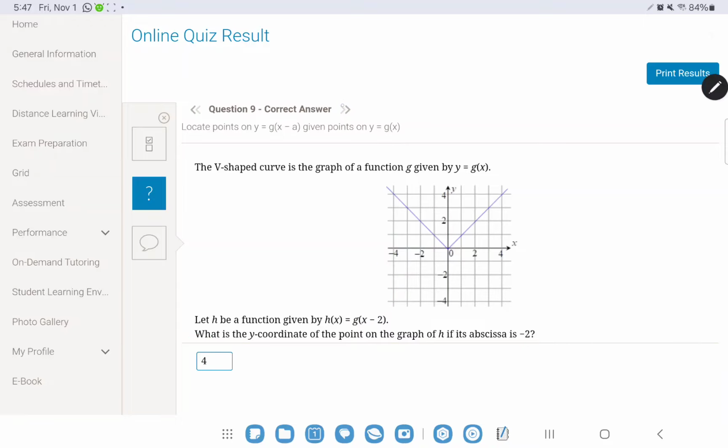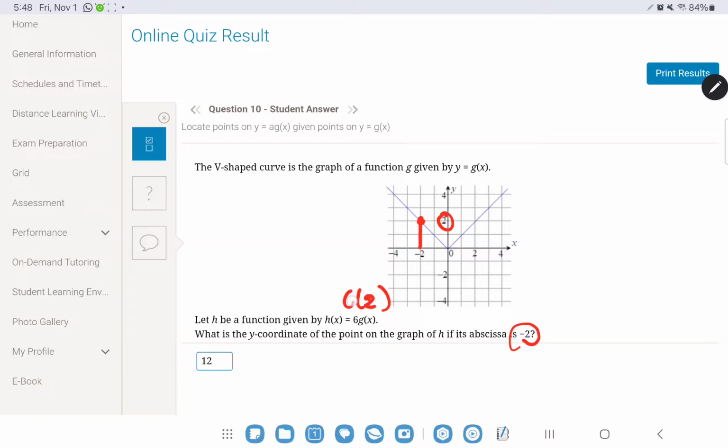For the next question, look, some people are going to get confused. When what you're changing is inside the brackets, you do it first. When it's outside the brackets, like in this question, you do g of x first, then you continue. So first, you take -2 and go up. Then you find your g of x, which is 2. Then you multiply it by 6 to get 12.